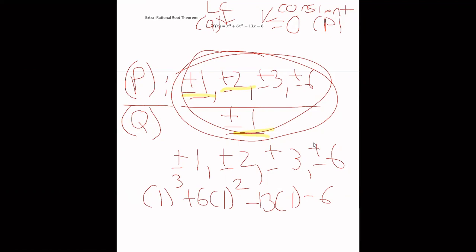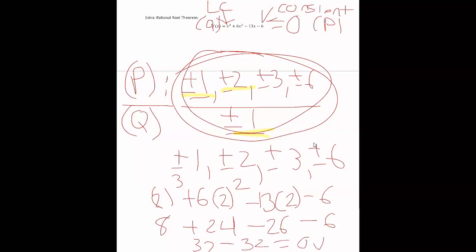So you want to start testing other things. Maybe try -1. You'll see that also doesn't work. But I think +2 works. Let's try +2, if I remember doing this one earlier. Okay, if you did +2 from this list, you would get 8 plus 4 times 6, that would be 24, minus 26, minus 6. That would work because 8 plus 24 is 32, and 26 plus 6 is 32, so you get that this is equal to 0.